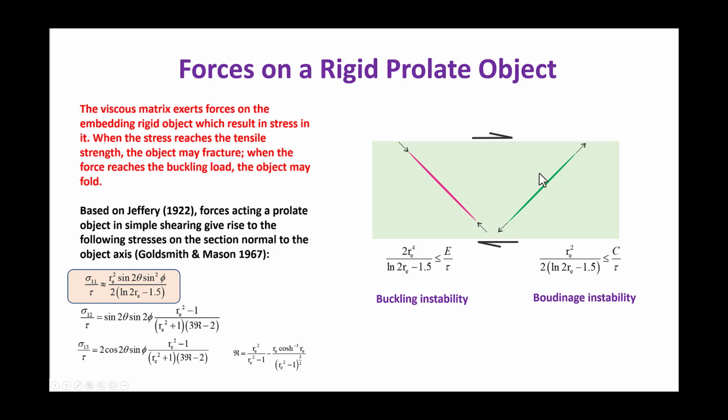Of course, this is well known. This is the magnitude of the longitudinal compression, and this is the magnitude of longitudinal extension when phi is 90 degrees and theta is 45 or 135. If this compressive stress reaches a magnitude of the Young's modulus divided by the flow stress, the shear stress of the fluid, then the object can buckle. On the other hand, if this force reaches the tensile strength of the object, boudin structures may develop.